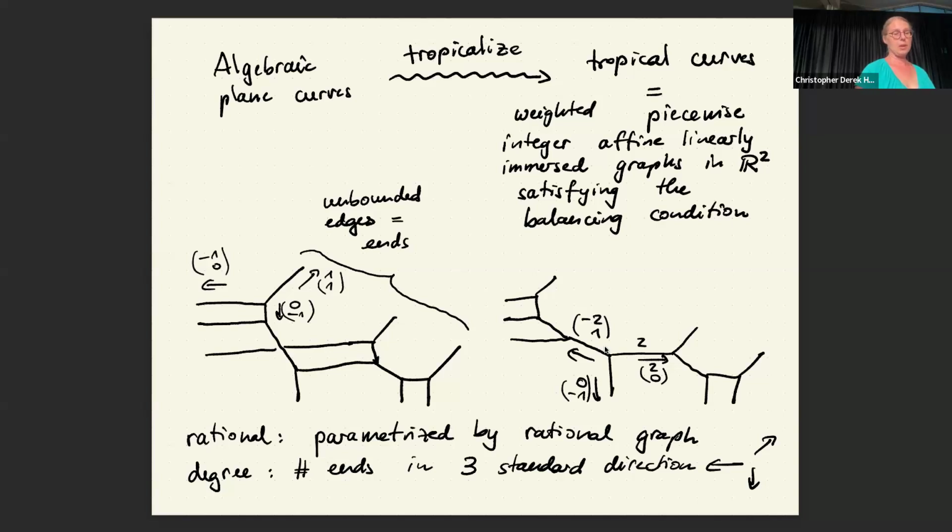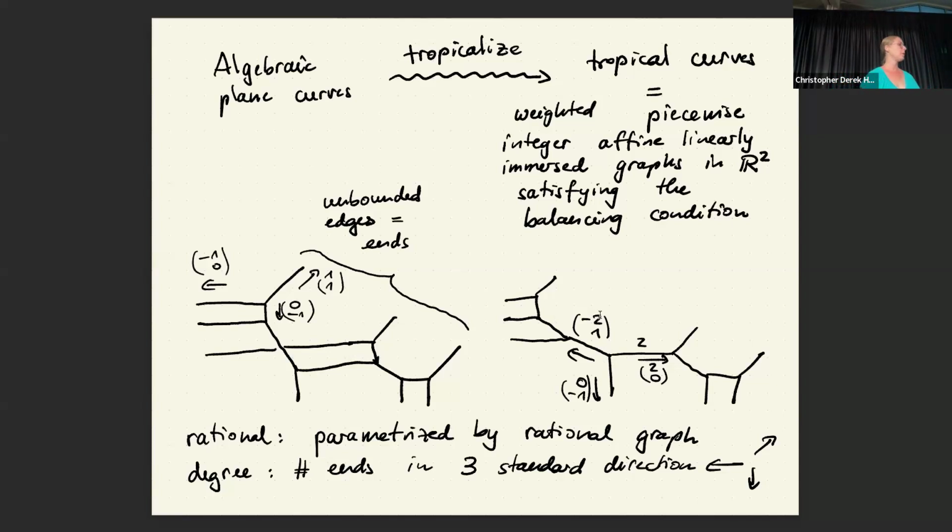What does it mean for a tropical curve to be rational? It just means that it has to be parameterized by a rational graph. Both my pictures are rational curves, because once again, this here is just a crossing of two edges. If you think of them as being apart, you can see that there's a rational graph abstractly that parameterizes this curve. And this one, you can immediately see it's a rational graph. So these are two rational curves.